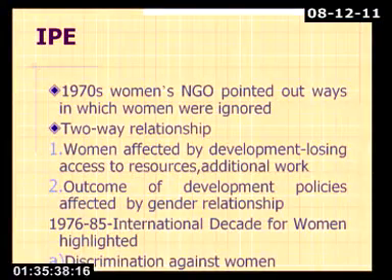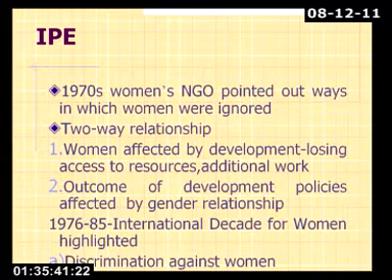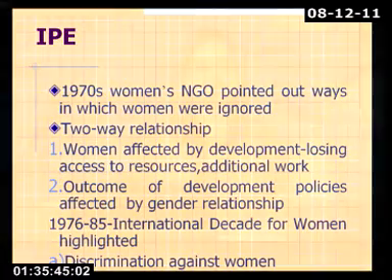If we talk about international relations, it is not only about politics, not only about war, not only about peace and diplomacy, it is also about economy. So the important aspect of international political economy, how does it view women? If we see the 1970s, women's NGOs pointed out ways in which women were ignored. As I told you, the proliferation of NGOs is a major contributor to feminism coming up. They say we should not ignore women because all development is a two-way relationship.